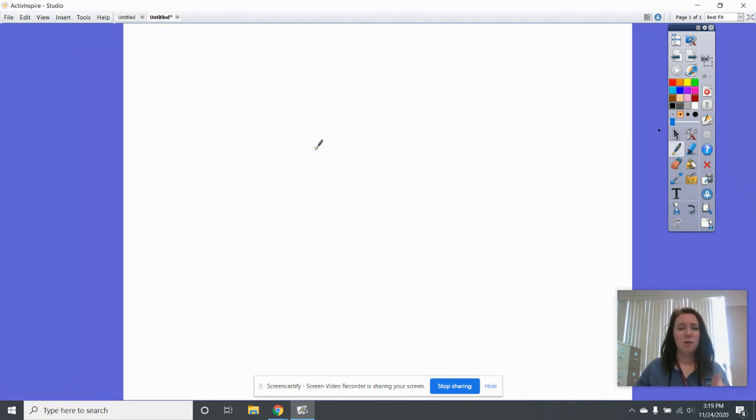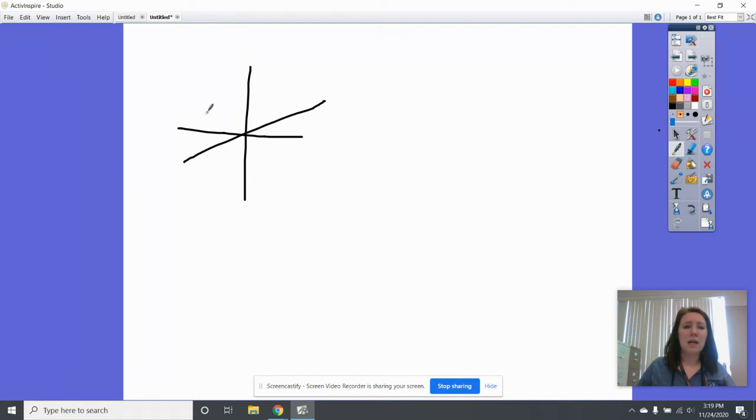If that line crosses the graph more than one time, then no, it is not a function. So, for example, here's my greatly drawn coordinate plane. If I have a line there, maybe it's a linear graph, and I draw a line straight up and down at this point, it only crosses the graph one time. This point, it only crosses one time. This point, it only crosses one time. So yes, this graph is a function.